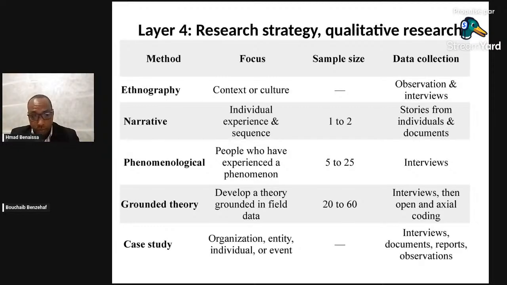Phenomenological, here people describe a phenomenon that they experience. And this can be done through interviews. Grounded theory, as the name implies, this is about generating theories from data. So it's developing theory grounded in field data. The sample size is usually 20 to 60. Interviews, then open and axial coding.